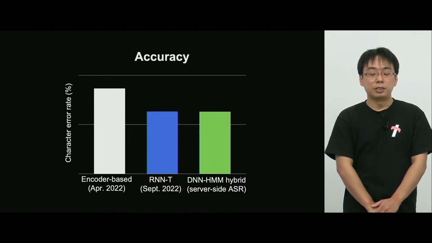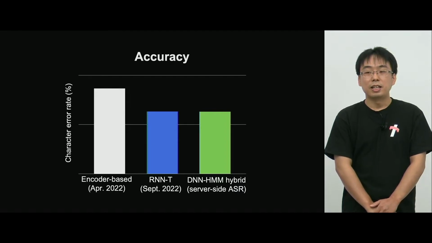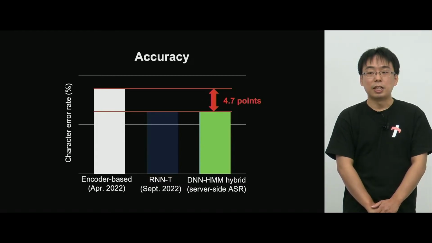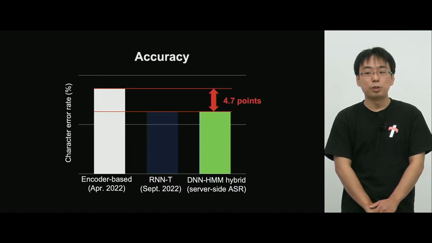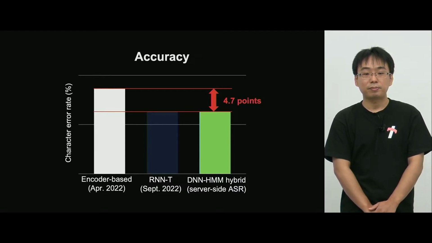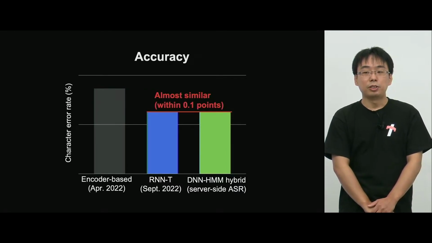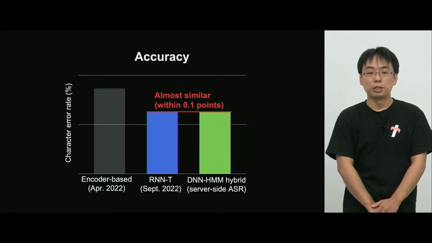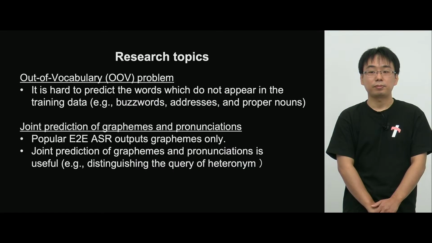From left, the encoder base, released in April. The RNN transducer, released in October. And also the DNN HMM ASR currently running on the server side. So the first encoder-based model, compared to the DNN HMM hybrid, has a performance gap of about 4.7 points. And the RNN transducer is close to the DNN HMM hybrid type.